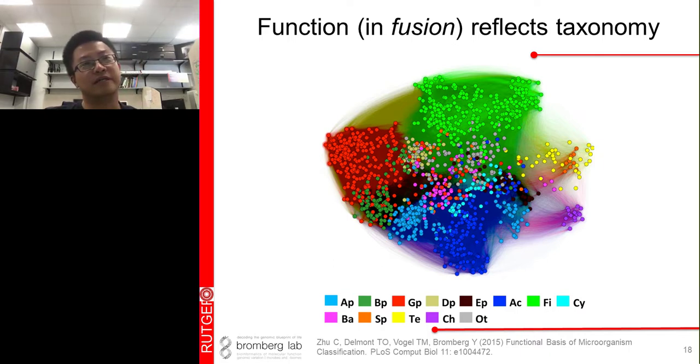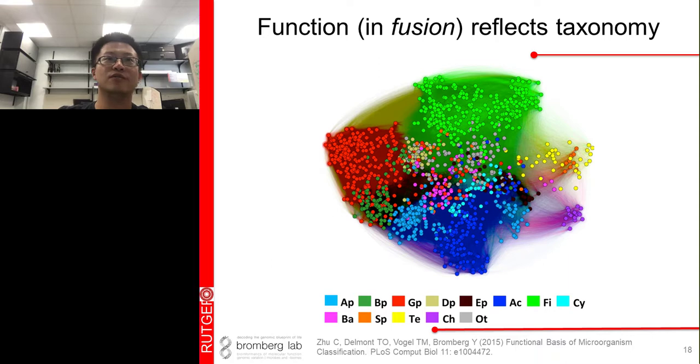In this layout of the network, all the organism nodes are colored by the phyla and the major classes. So we can compare this organism clustering to the taxonomy, and we can see that this network, which we call fusion, actually reflects taxonomy.